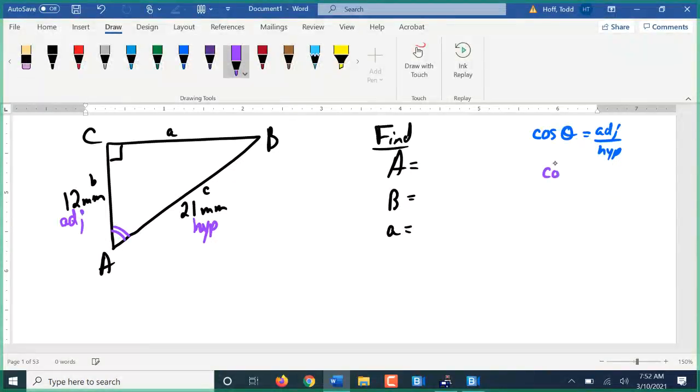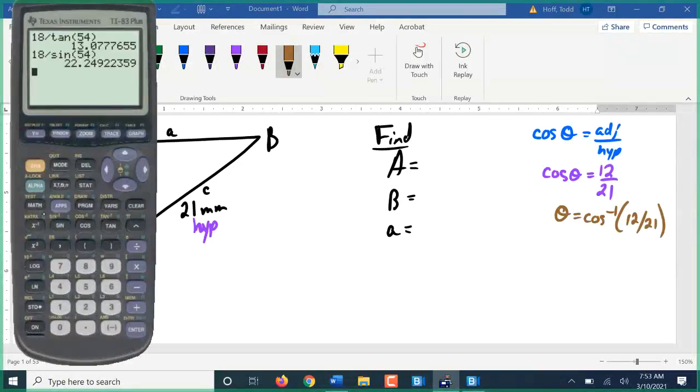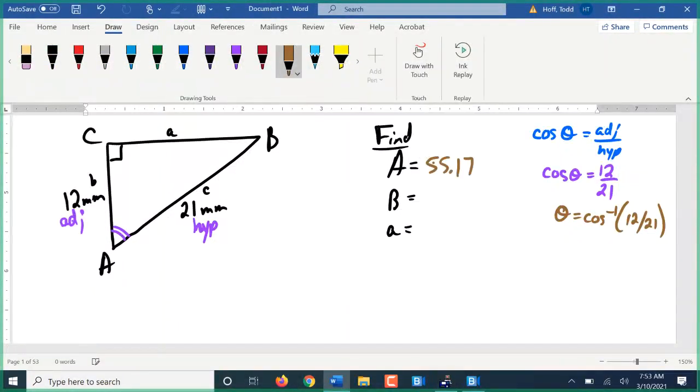So, put in our value for the adjacent side, 12 millimeters. Hypotenuse is 21. Now, both of them are millimeters, so I leave the units off. It's going to cancel out. How do we solve that? First cosine. And I can just do the 12 divided by 21 right in the calculation. So, most of your calculators are the second cosine for inverse cosine. 12 divided by 21, then close the parentheses. 55.15 degrees.